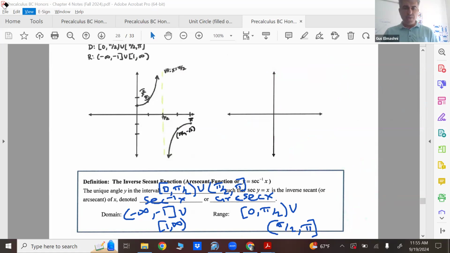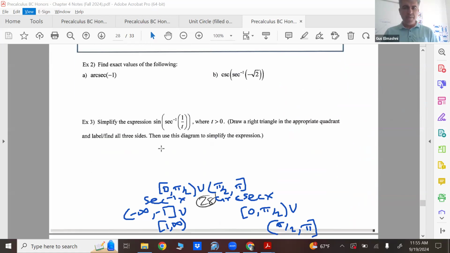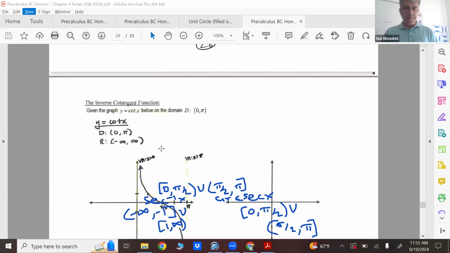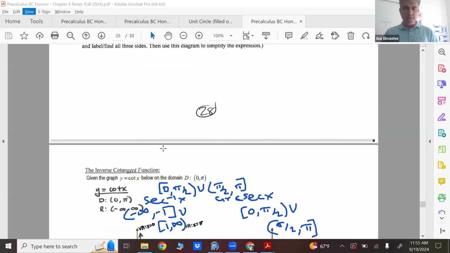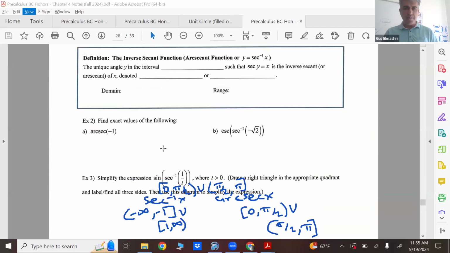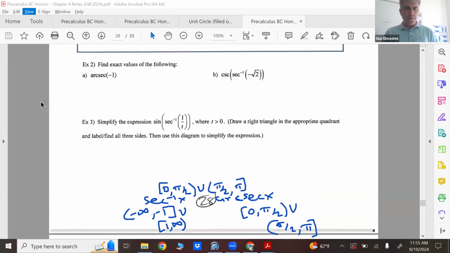Okay, so now let's try some problems here. And let's look at example 3. And then we're going to kind of jump to some other ones down below. Example 2 and example 3.